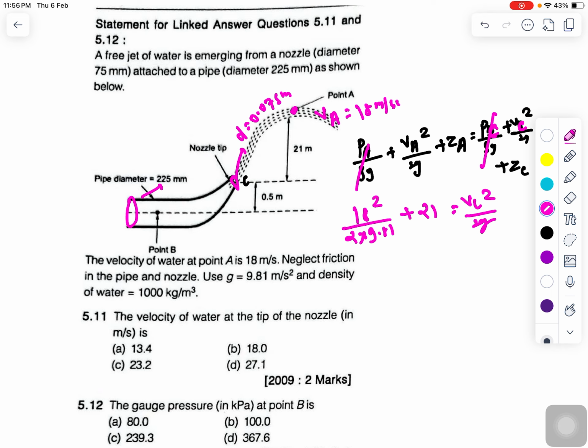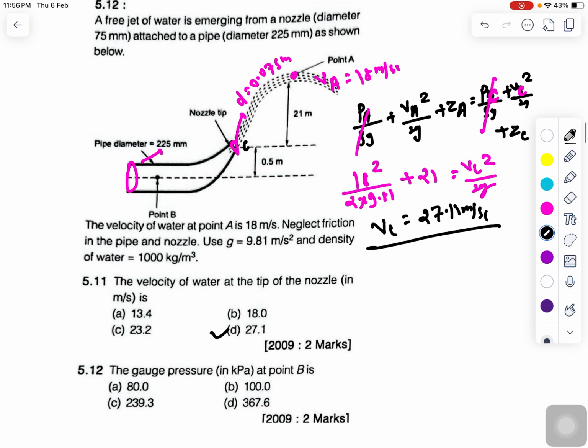So if you calculate this velocity, finally the velocity you will be getting here is 27.11 meters per second. From here, option D will be correct. So this is a very simple question. With only 2 steps you are able to solve this question and you will be getting 2 marks. Now, what is the gauge pressure at point P? So now you are supposed to calculate the gauge pressure at point P, right?